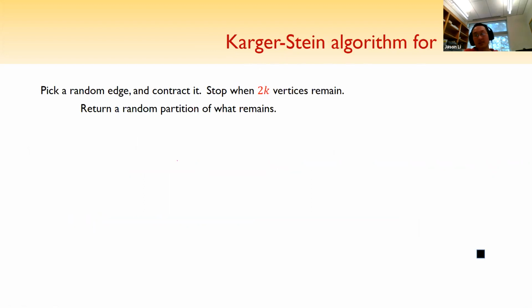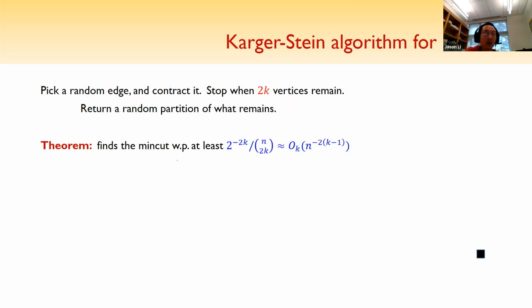So what about k cuts? It turns out the Karger-Stein algorithm is just a straightforward generalization of Karger's algorithm, where instead of stopping at 2 vertices, we stop at roughly 2k vertices. And then once we have 2k vertices, we can just brute force over all ways to split the remaining 2k vertices into k pieces. It turns out a very similar analysis shows that this algorithm will find any given min k cut with probability roughly n to the minus 2k minus 2.